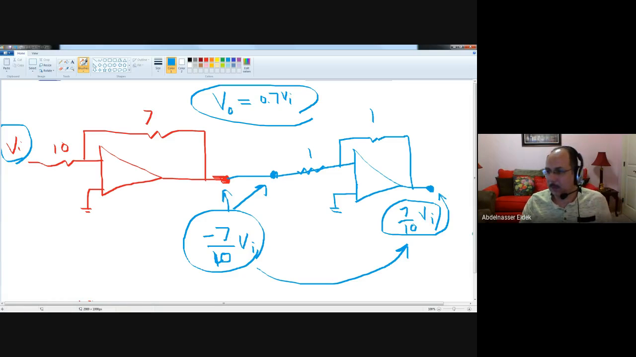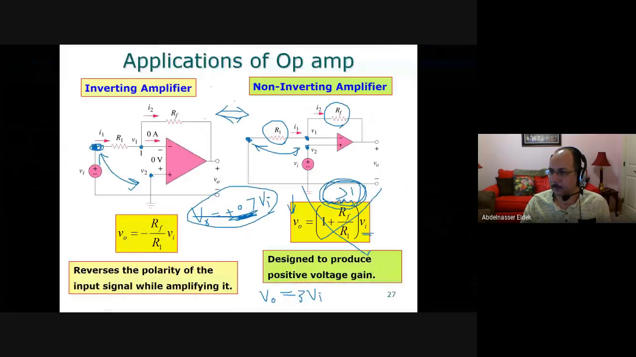Now let's return back to the slides. So these are the first two applications. One is the inverting amplifier, which has three applications: one is amplifier, one is attenuator, one is just inverter. The other one is the non-inverting amplifier, which is an amplifier, but the amplification is more than one, it cannot be, for example, 0.7 like what we have here.